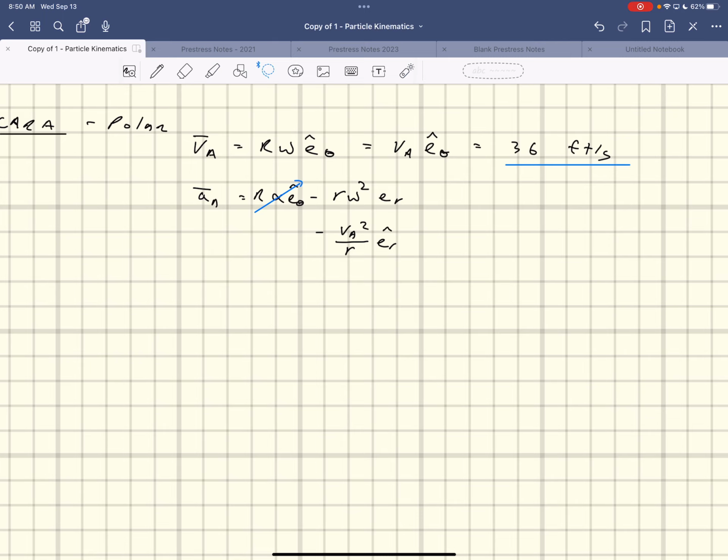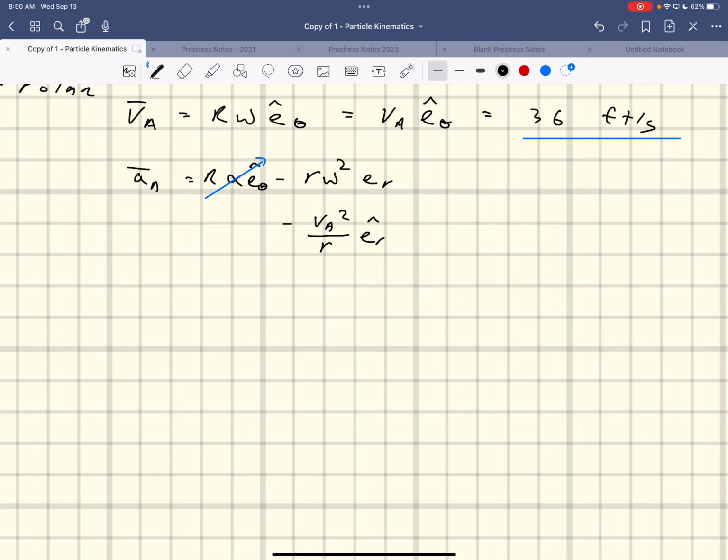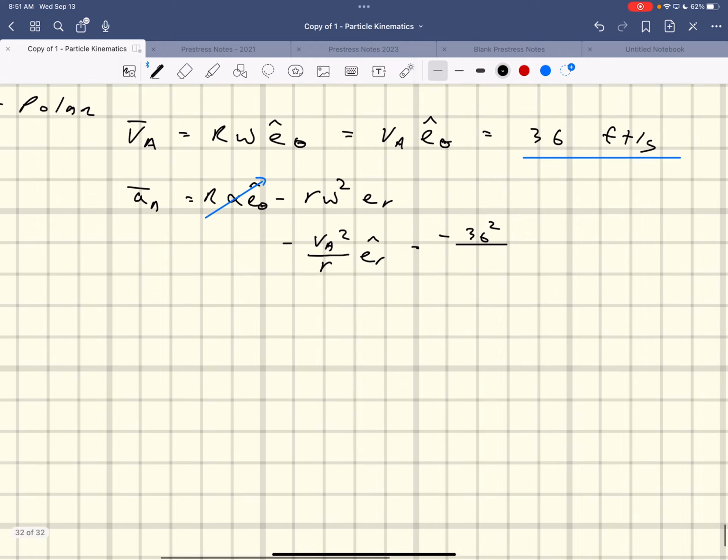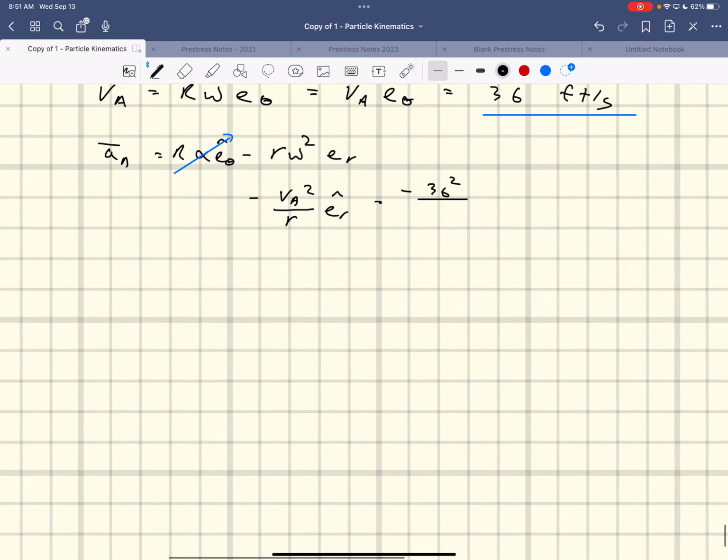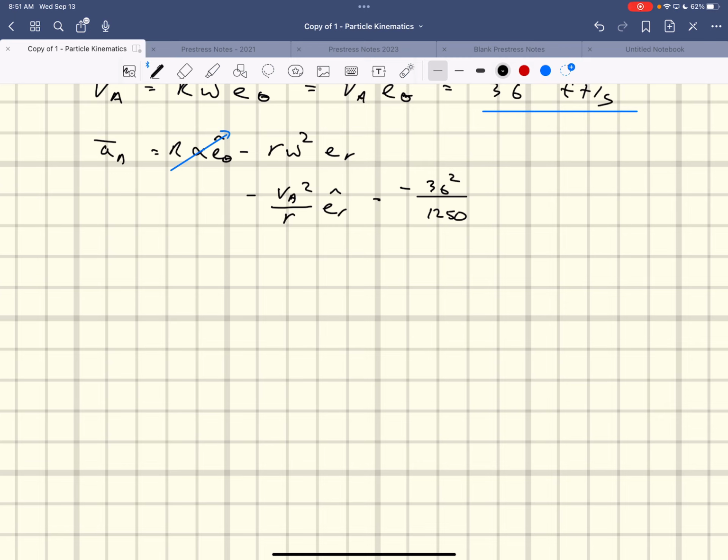Okay, we're out of time, but let's finish this one up. At least let's do that. This is going to be negative 36 squared over the radius of this guy, 1250. I didn't calculate that out, but I'll do that next time. That's where I'll take off.